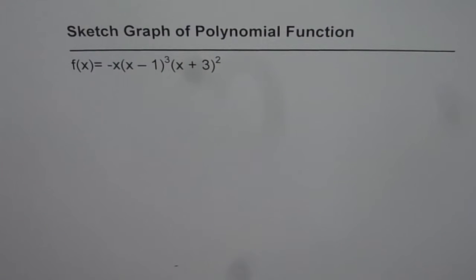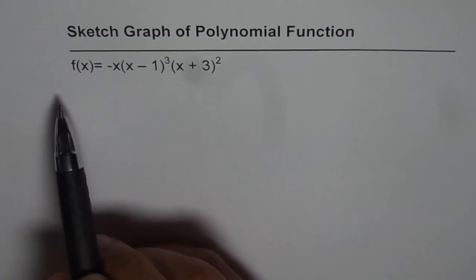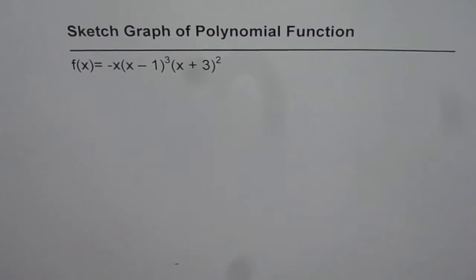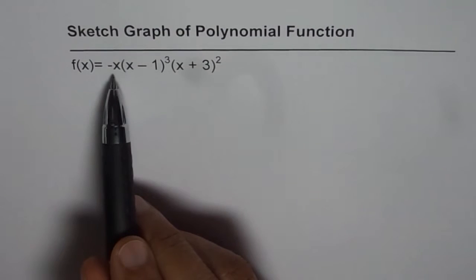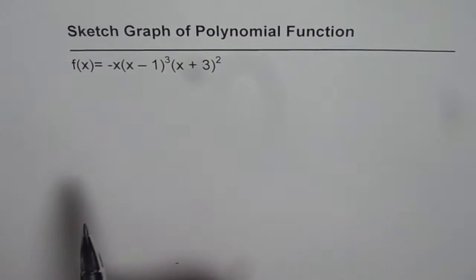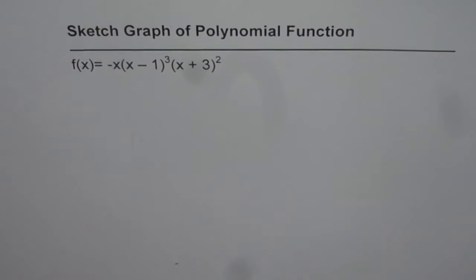Let us see how to sketch the graph of a polynomial function. The function given to us is f(x) = -x(x - 1)^3(x + 3)^2. In this particular video, we'll concentrate on the behavior of a polynomial function near its x-intercepts. That will help us to sketch even better graphs for polynomials.